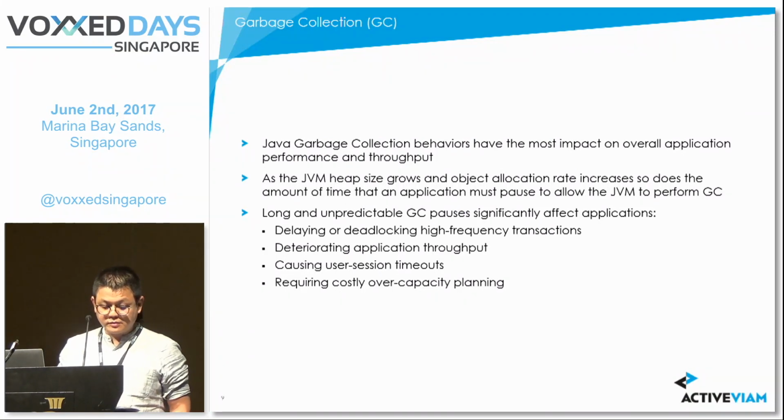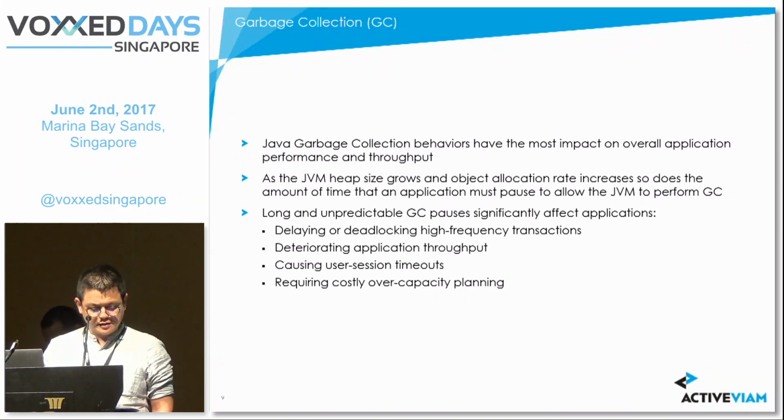Garbage collection in Java has the most impact on overall application performance. That is how important it is. But Java applications have been growing faster than GC could adapt. Applications nowadays use more memory. They allocate more objects from more and more threads. And the amount of time that an application must pause to allow the JVM to perform the GC has become somewhat totally unacceptable.